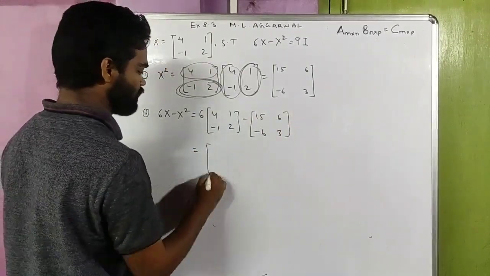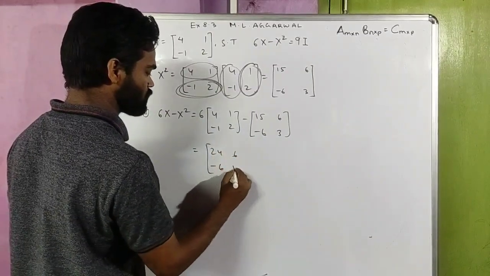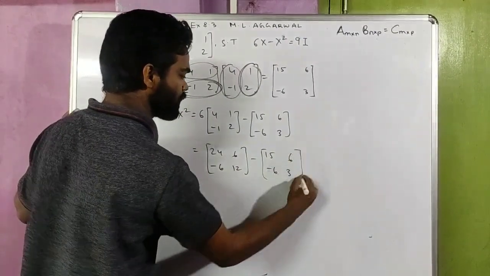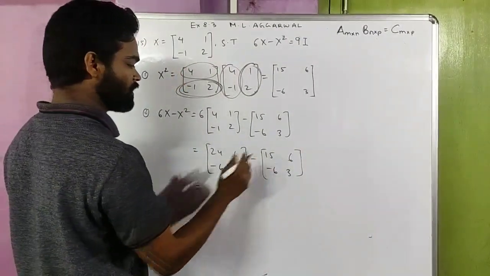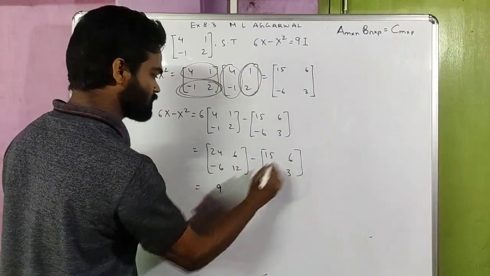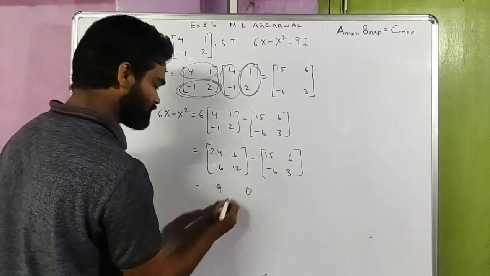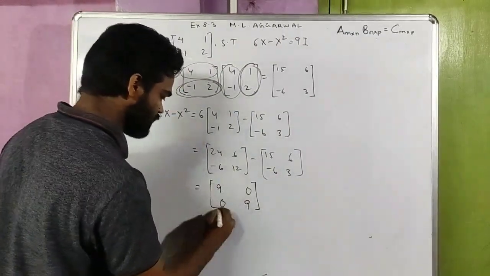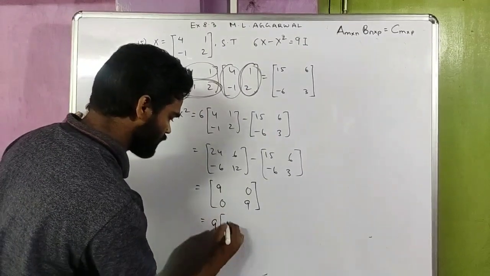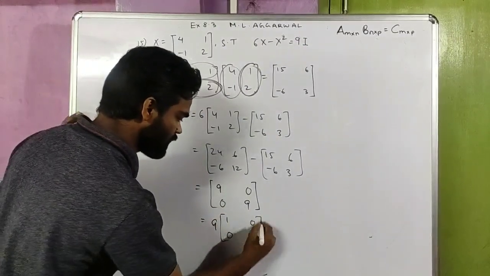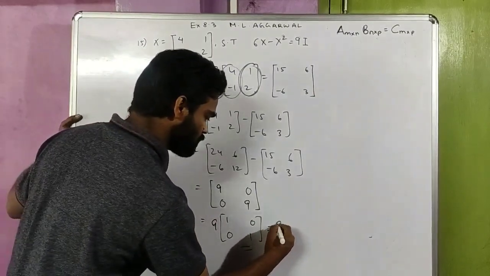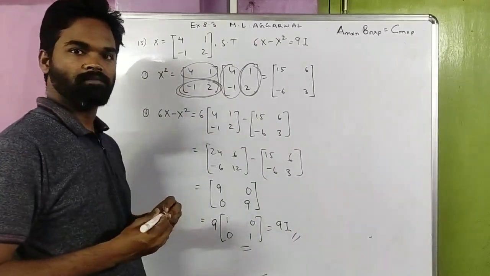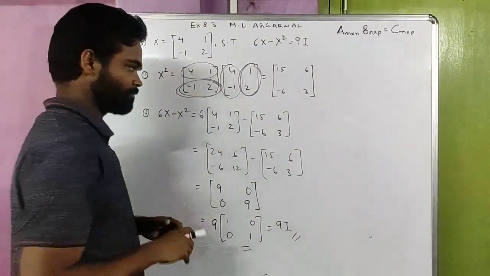So this is 24, 6 minus 6, 12, and this is 15, 6 minus 6, 3. Now when you subtract it, 24 minus 15, that's 9. 6 minus 6, that's 0. Minus 6 plus 6, that's 0. 12 minus 3 is 9. Now if you look carefully, if you take out 9, we'll get 1 0 0 1, which is nothing but the unit matrix. So this is 9 into I. Proved. Clear? Now we look at the next sum.